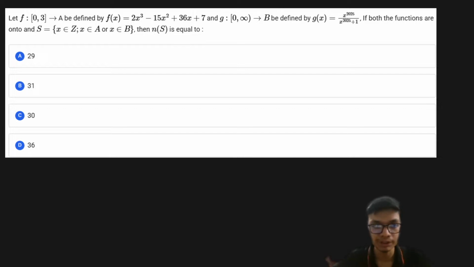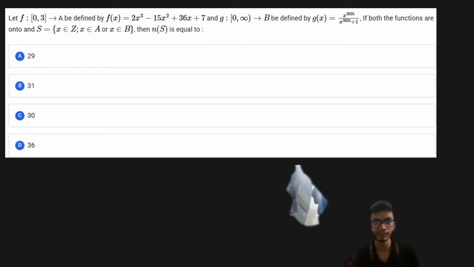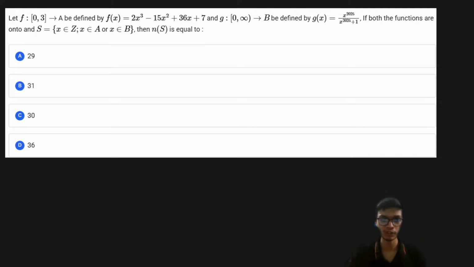Again, we have a question based on the function type. These types of questions are also very important because in the questions on functions, you will see that the types of functions, that is one-one function or onto function, are frequently asked in JEE Mains. So this is an important thing that you need to discuss. Let us try to understand how we go about solving this question.